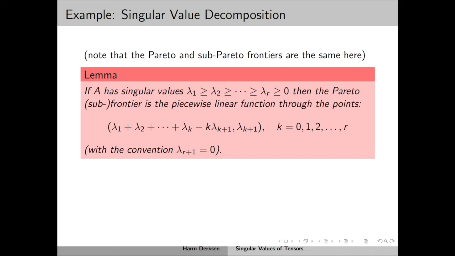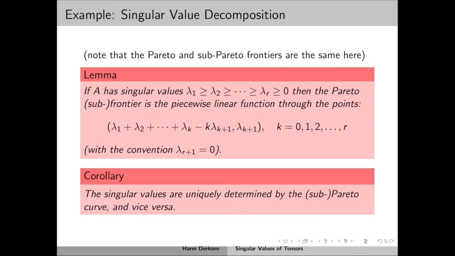Now, if we look at the singular value decomposition of a matrix, then we have a description of the Pareto Frontier, which is the same as the Pareto subfrontier. So it's some piecewise linear function that's determined by the singular values. So that means that if I have this graph of this Pareto Frontier, then from that I can deduce what the singular values are. So the whole point here is that this Pareto Frontier encodes the same information as the singular values of the matrix in this case.